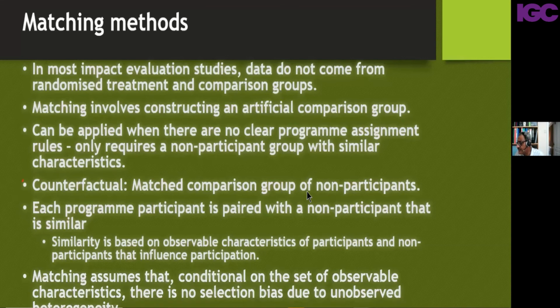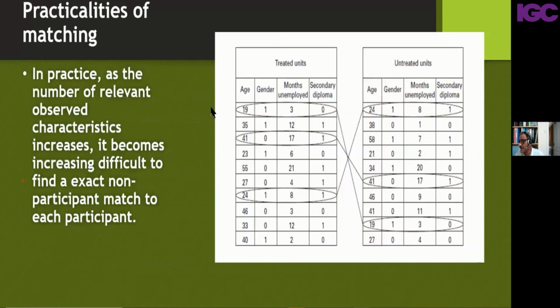Now, let us take a very simple example of matching. So here you have two groups. One is the treated units and you have the untreated units. And you are matching the treated units and the untreated units based on four variables. One is age, the other is gender, the third is months unemployed, and the fourth is whether they have a secondary diploma or not.